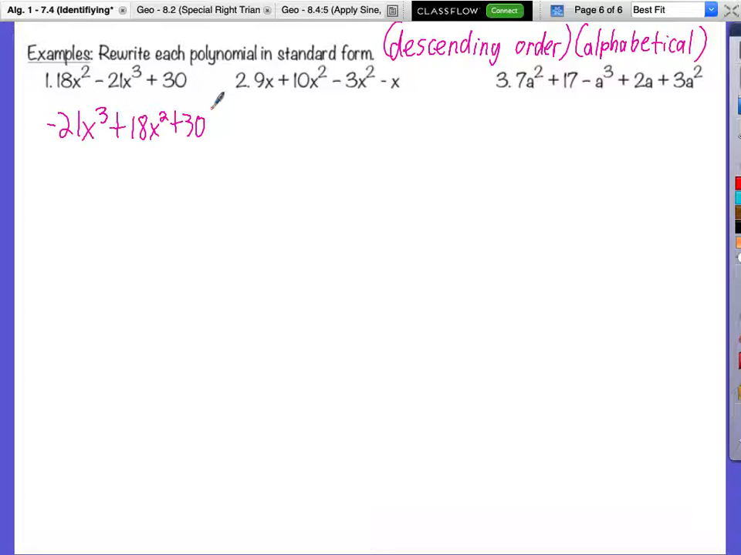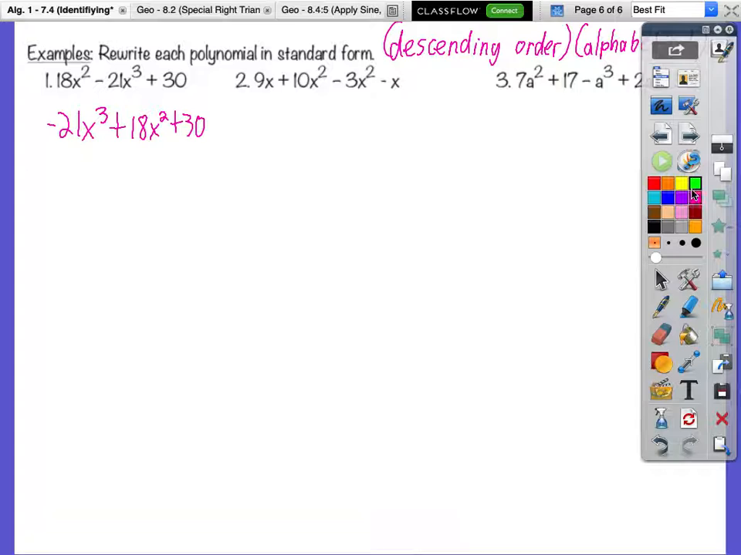We put it in descending order so that we can instantly see where our biggest power is. Our biggest power on any variable is right here, front and center. That'll help us more as we continue on in further math. And we also want it alphabetical, but we didn't have to worry about that one. We didn't have to sort through any other letters here.